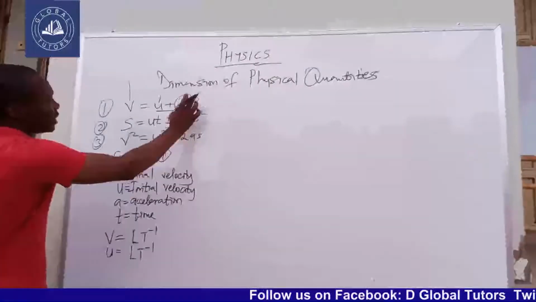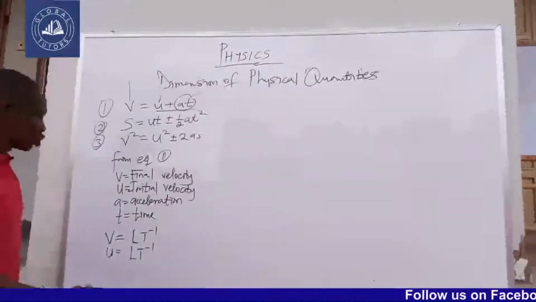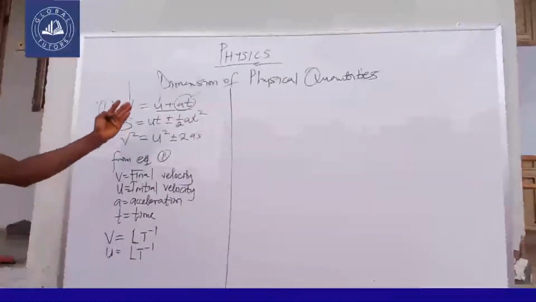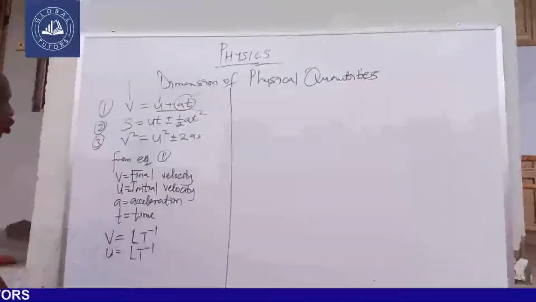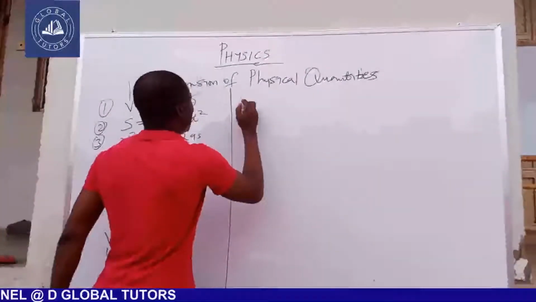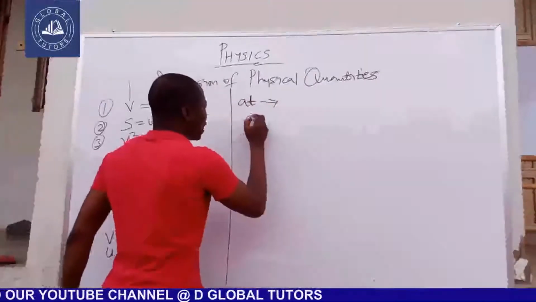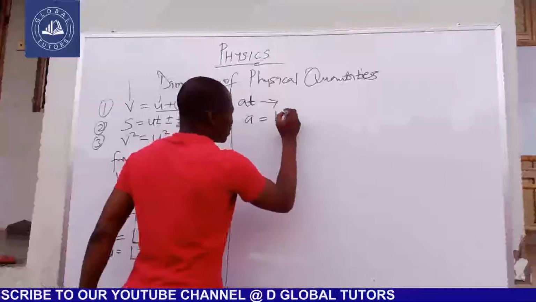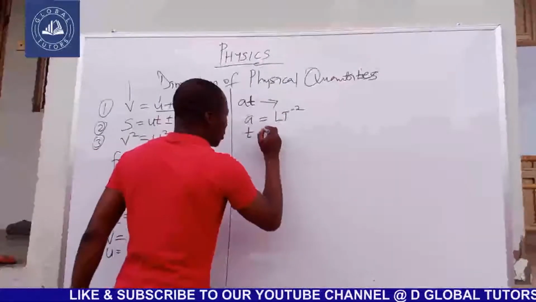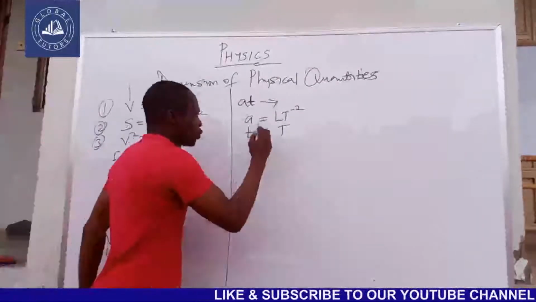Now we want to move on to the other side of the equation, the AT. Now A is acceleration. Thank God we have derived the dimension for acceleration before. So the dimension of A equals LT minus 2, and the dimension of T equals capital T. Now, let's multiply the two.